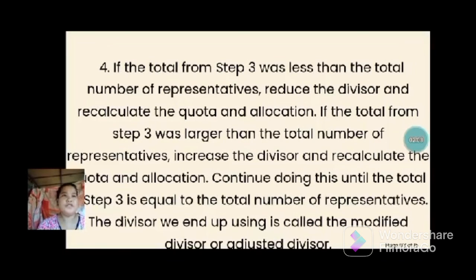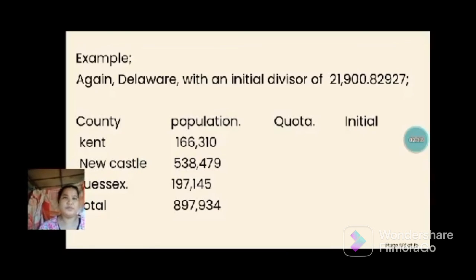And last, if the total from step 3 was less than the total number of representatives, reduce the divisor and recalculate the quota and allocation. If the total from step 3 was larger than the total number of representatives, increase the divisor and recalculate the quota and allocation. Continue doing this until the total in step 3 is equal to the total number of representatives. The divisor we end up using is called the modified divisor or adjusted divisor.